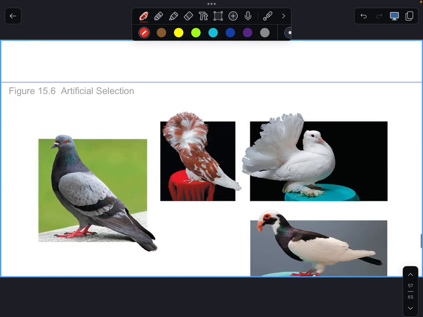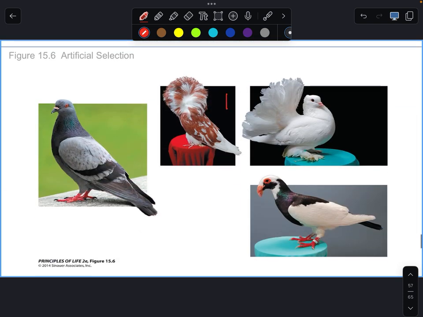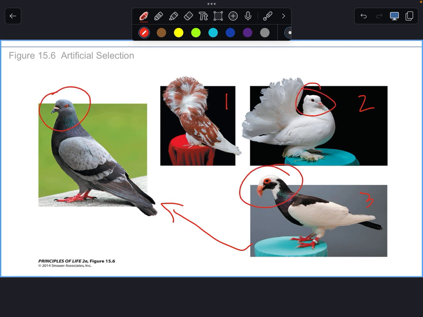Darwin knew this because he bred pigeons. All of these pigeons right here, 1, 2, 3, they all come from selective breeding from the rock pigeon. You would think those are all different birds, right? Come on now, right? Look at that. Where's the even head on that one, right?